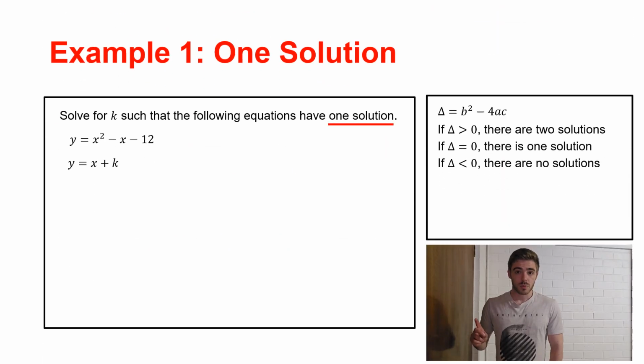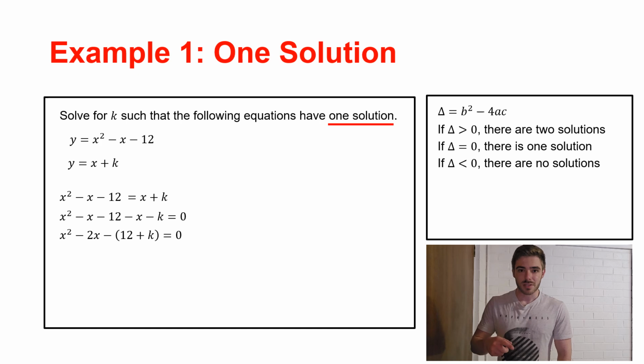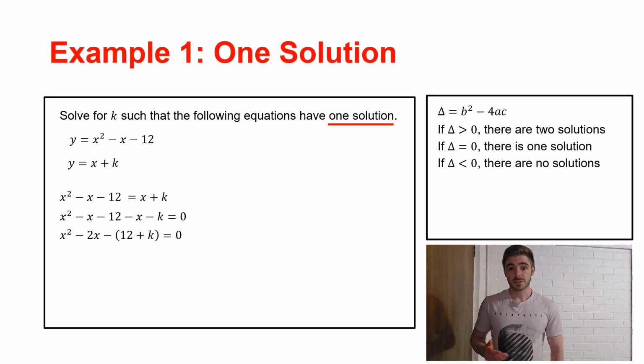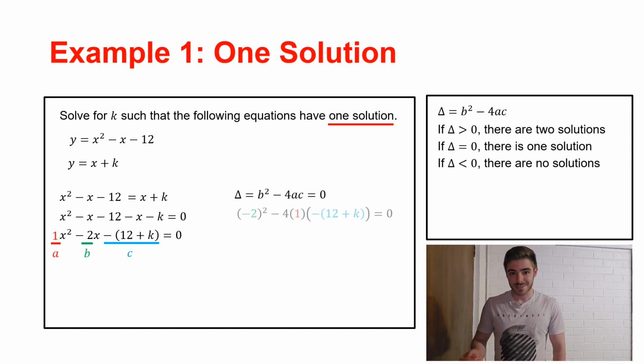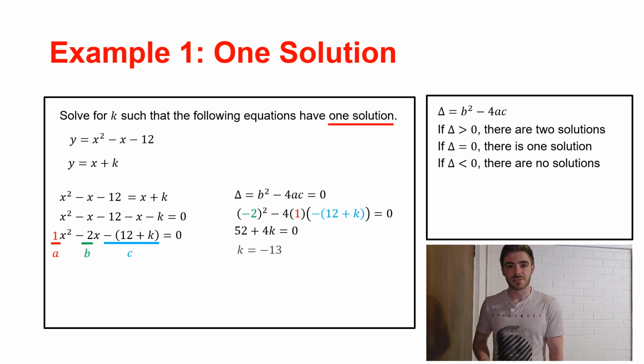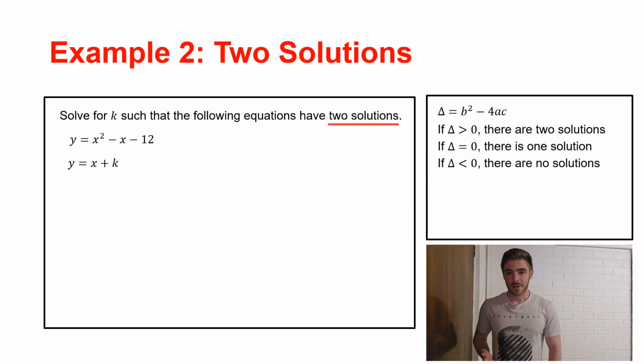For one solution, we need our discriminant to equal 0. So that's what we're going to do. Just like before, we start by equating both equations together and then getting everything to the same side and simplifying. From there, we find the discriminant of that quadratic and set it equal to 0, because that's the criteria for one solution. All we do from here is solve for k. This is just a linear equation, so there's nothing special going on here. We just rearrange for k, and we're going to find that our solution is k equals negative 13.